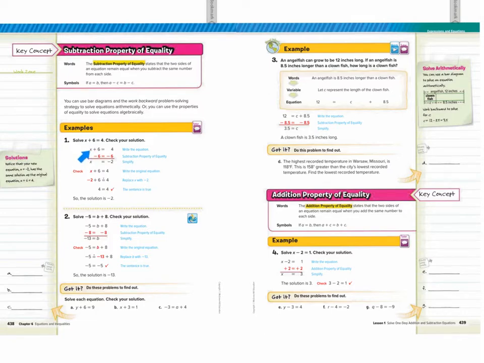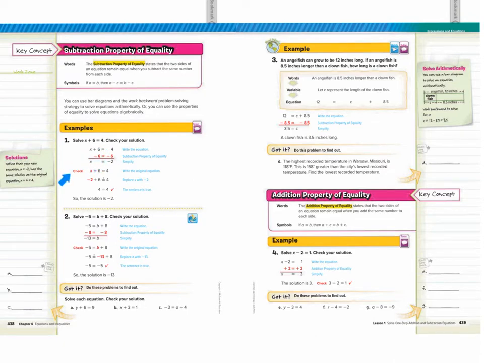So if we have x plus 6 equals 4, and we want to isolate the variable x, we can use the subtraction property of equality. We're going to subtract 6, and we're going to keep it equal by subtracting both sides of that equal sign. And we get our answer of x equals -2, because right here we had 4 take away 6 equals -2.